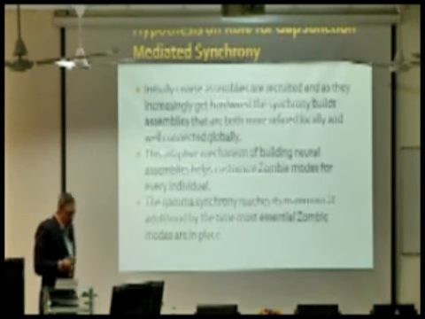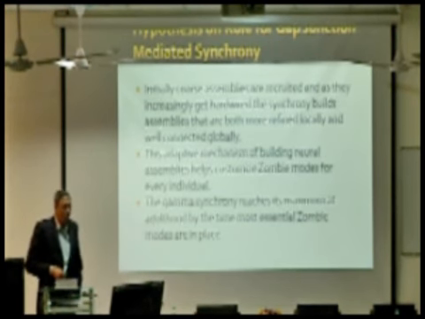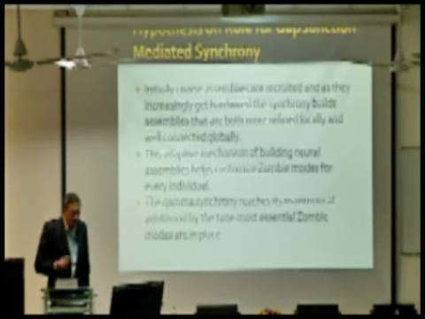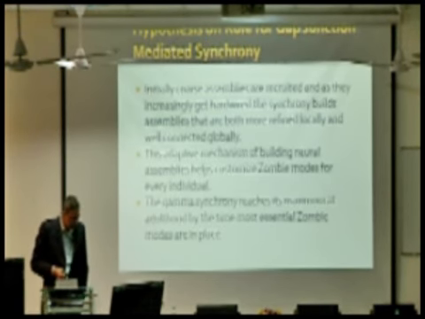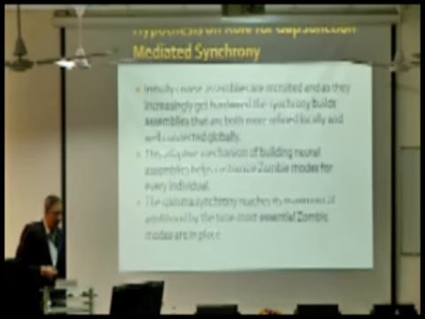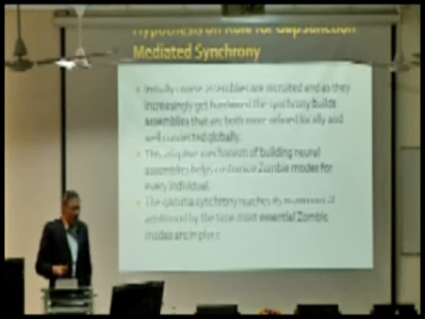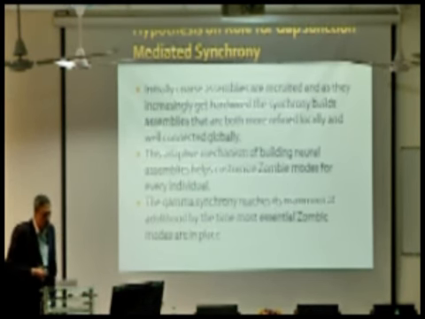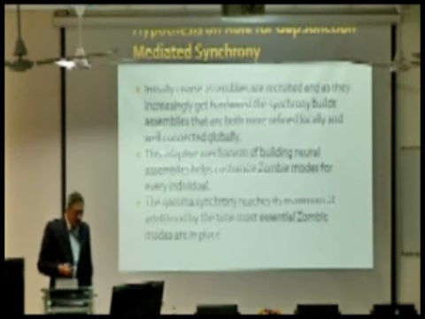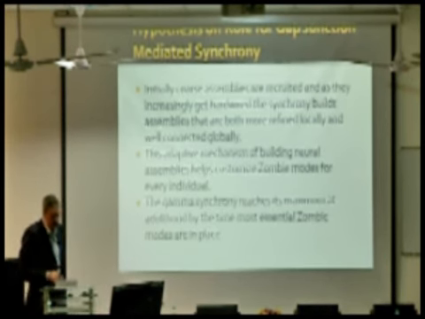So what we hypothesize is that initially the coarse assemblies are recruited as they increasingly get hardwired. The synchrony builds assemblies that are both more refined locally and well connected globally. This adaptive mechanism of building neural assemblies helps customize zoom beam modes for every individual. The gamma synchrony reaches its maximum at adulthood by the time most of the essential zoom beam modes are in place.